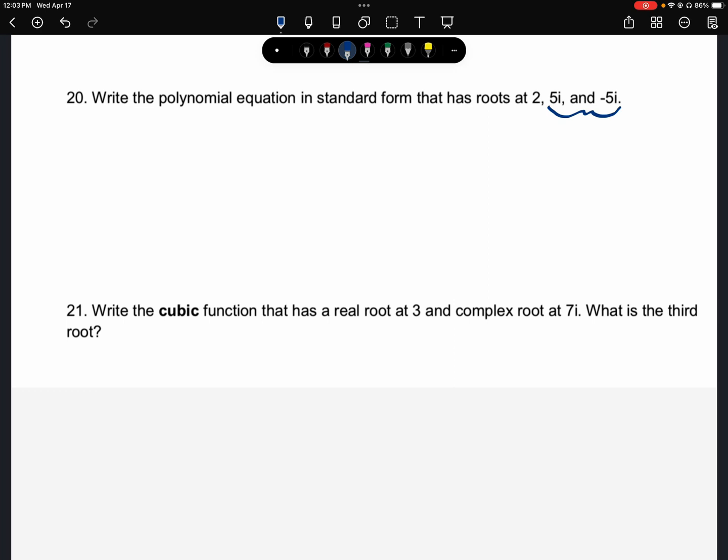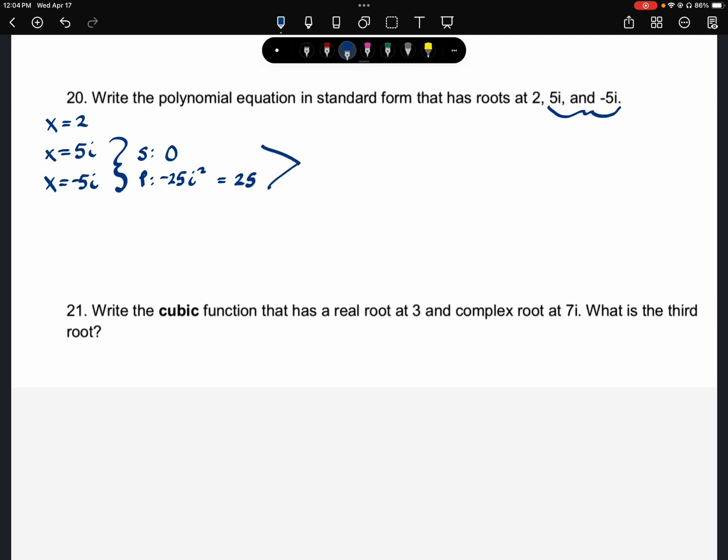So as we look at this, I have a root at x equals 2, I have one at x equals 5i, and x equals negative 5i. I'm going to start out with these two, and I'm going to use the sums and products method to multiply these and turn them into a polynomial. We know the sum of 5i and negative 5i is 0. And when I multiply those together, I get negative 25i squared, which ends up being 25.